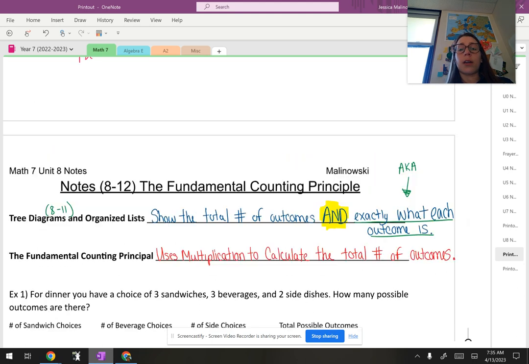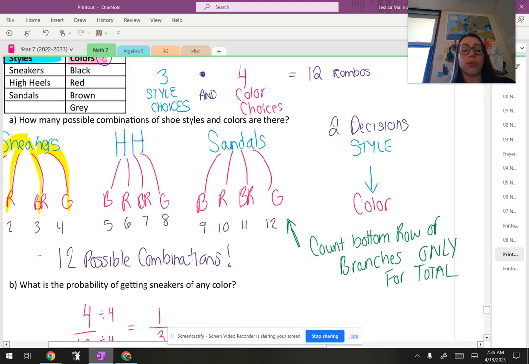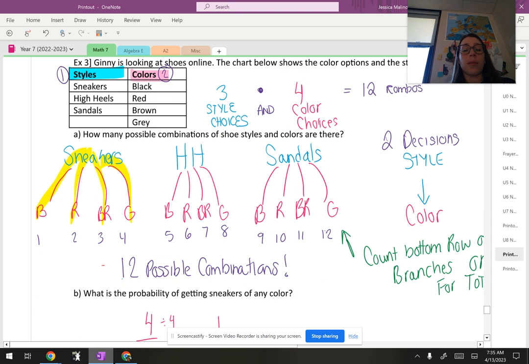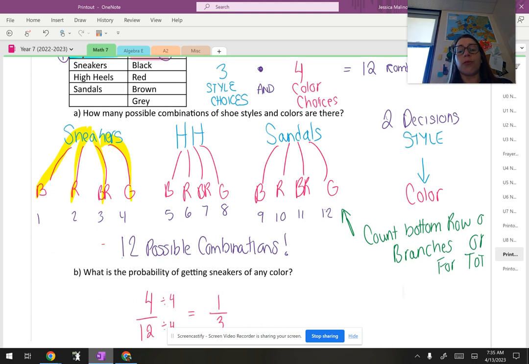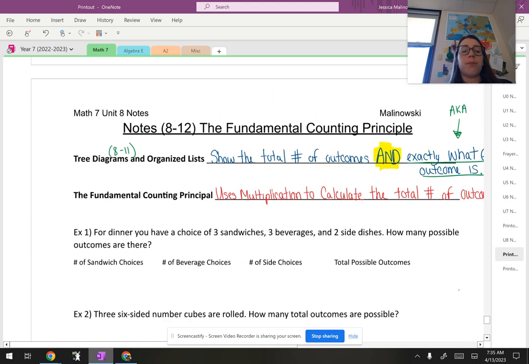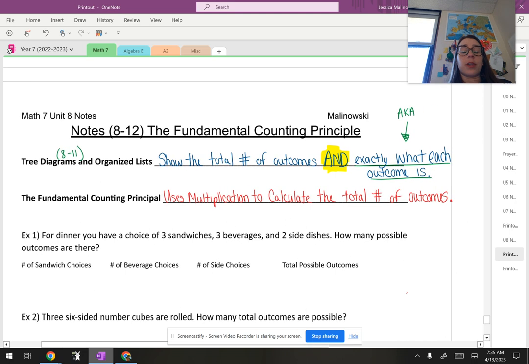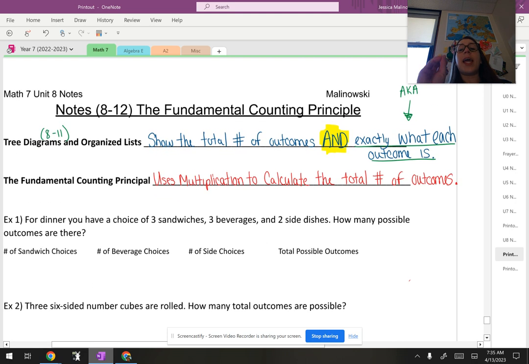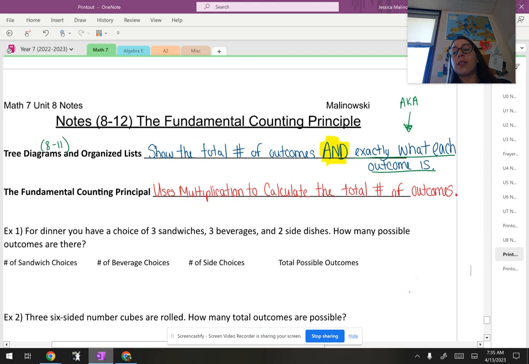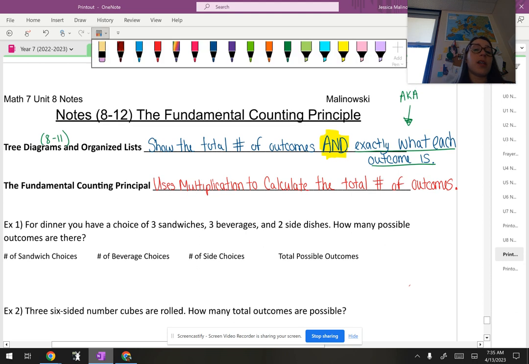So going back to yesterday's notes, right here. So this tree diagram, it showed us first that there were 12 possible outcomes. And then also it showed us each of those possible outcomes. Sneakers that are gray, sneakers that are brown, high heels that are black, so on and so forth. So they show the total number of outcomes and exactly what each outcome is.